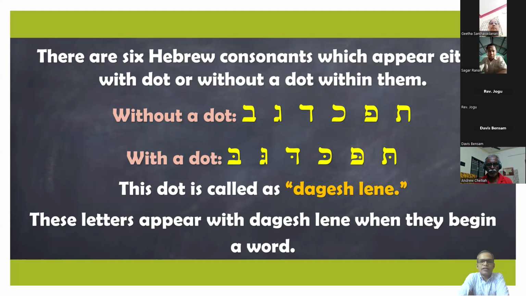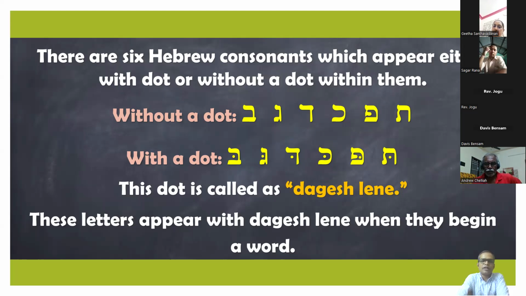All right, there are 6 letters in Hebrew which will appear with a dot and without a dot. Okay, so there are 6 letters, not all the letters. 6 letters are there in Hebrew which will appear either with a dot at the center of it, inside it, or without a dot. And this dot is called Dagesh Lene. Dagesh Lene. These are all technical terms that you have to keep in mind.